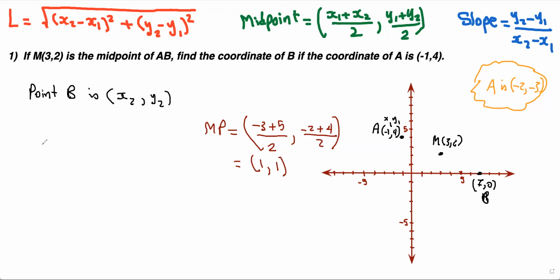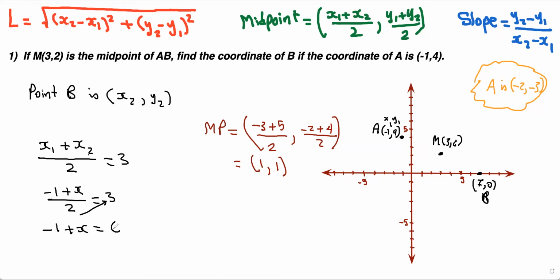Now I know to find the x coordinate of the midpoint, I have to go x1 plus x2 divided by 2. And that should give me the x coordinate of the midpoint, which should equal 3. Now also I'm given what x1 is, which is -1. So therefore (-1 plus x2) divided by 2 equals 3. Now multiply that 2 across, cross multiplying, so we get -1 plus x2 equals 6. Add 1 to both sides, and x2 equals 7. So the x value of B is 7.